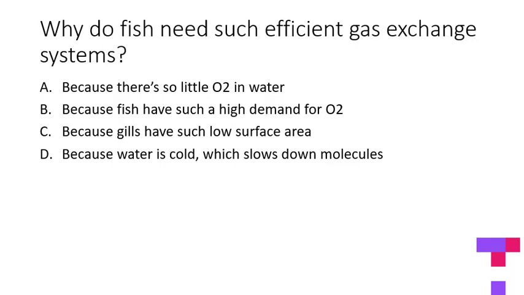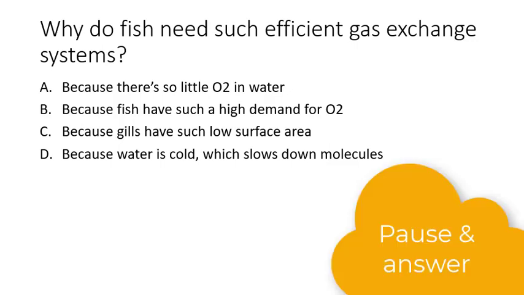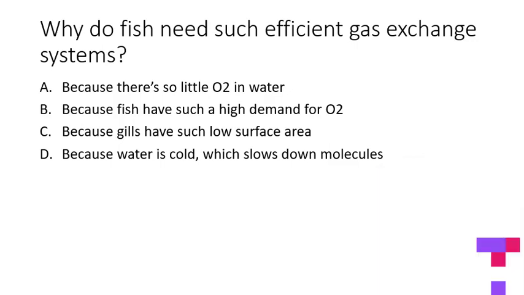Why do you think fish need such an efficient system for gas exchange? You don't have to know this one, just pick the answer you think is most likely. Let's start with the wrong answers. Cold would slow down molecules, but not all water is cold. Gills actually have a very high surface area. Fish, compared with land vertebrates, especially the endothermic ones, have a lower metabolism, so lower demand for oxygen.